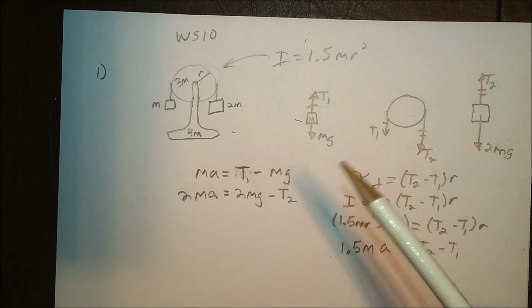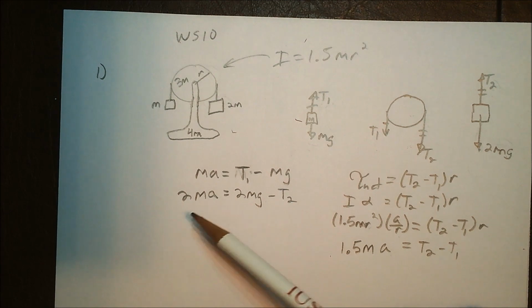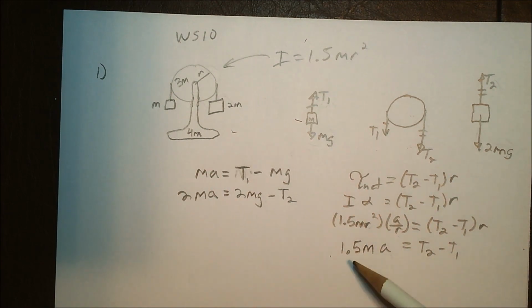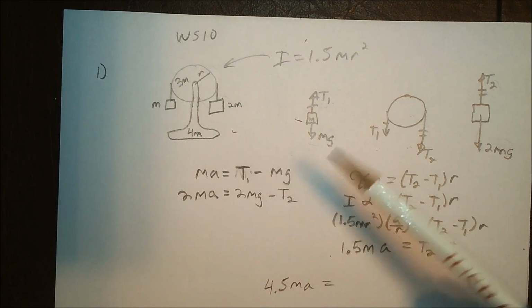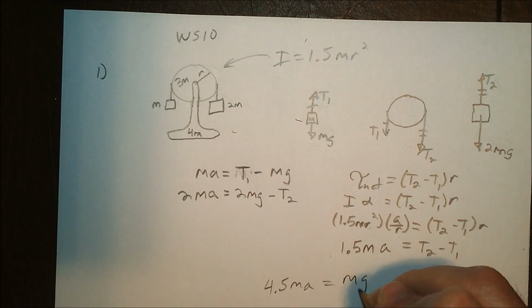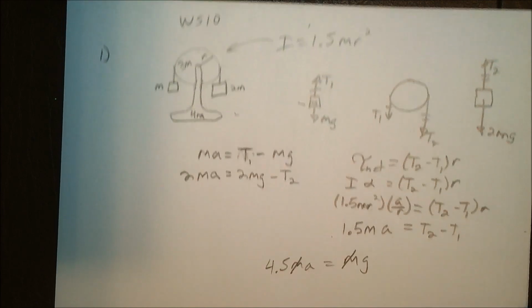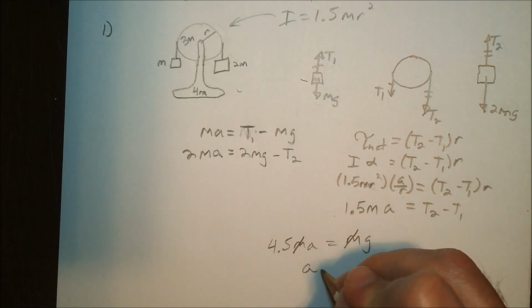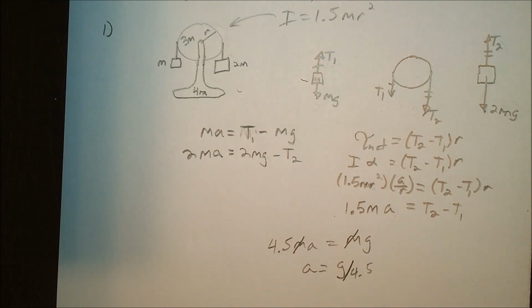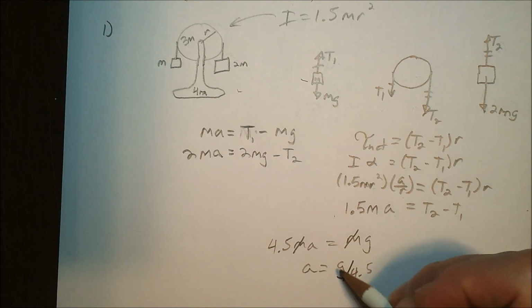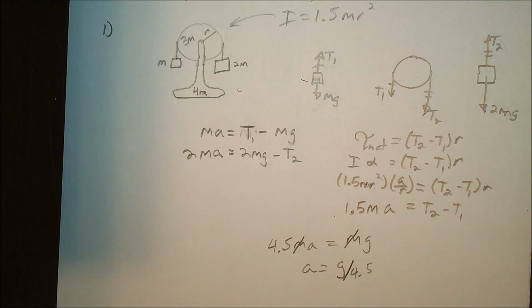And so I've got 1 MA, I have 2 MA, so that's 3 MA. And I have another 1.5, so that would be 4.5 MA equals, all the tensions cancel, so it's going to be 2mg minus mg, that would be mg, and so I can cancel the m, and so A would be equal to g over 4.5, and so we can actually figure out what the acceleration is. I can go ahead and plug in 10 if I wanted to, but I think I'm going to leave it just like that.